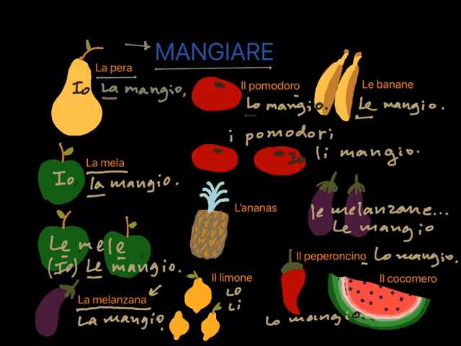L'ananas, again, it's masculine. Most of the words ending on a consonant, especially of foreign origin. And l'ananas is definitely of foreign origin. Tupi-Guarani, south of Brazil and Paraguay, indigenous word. And then you'll say li mangio. Why is it li? Because it's masculine, plural.